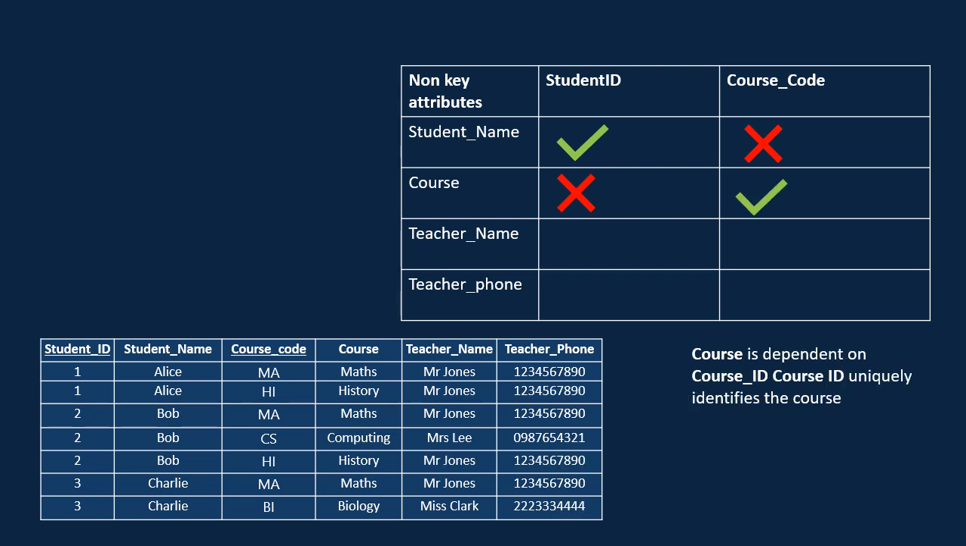Next one up is whether course is dependent on course code. Intuitively, yes, it is. But again, looking at the data also confirms that it is. So given the course code HI, we're always going to have history against it. You can see that in both the cases here. And also same for maths, given course code MA, the course is always maths.